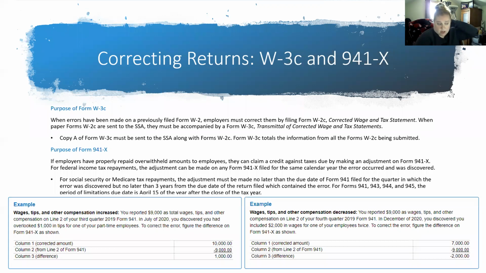Another example, you reported $9,000 as wages, tips, and other compensation on line 2 of your fourth quarter 2019 Form 941. In December of 2020, you discovered you included $2,000 in wages for one of your employees twice. So to correct the error, you're going to do exactly the same thing, figure out the difference, but this time the corrected amount is lower than the original amount, therefore it's a negative. So it'd be negative 2,000.